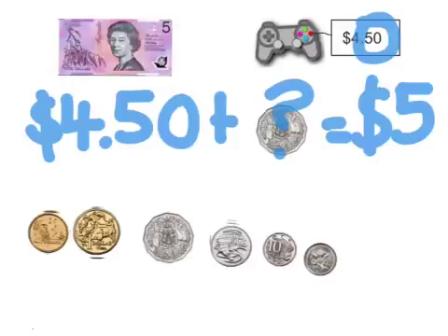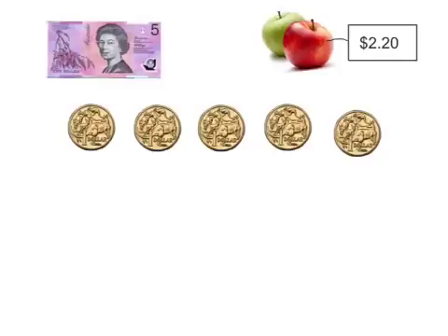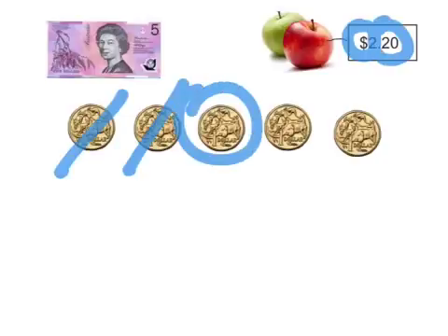Let's take a look at another example and apply these same strategies. Again, I've got $5 in my wallet, but this time I'm going to purchase 2 apples, which costs $2.20. The first strategy is I could draw 5 $1 coins to represent the $5 that I have in my wallet. Then I could start by crossing out the dollars that I've spent, $2. Cross them off. Now, I've spent 20 cents of this dollar here.